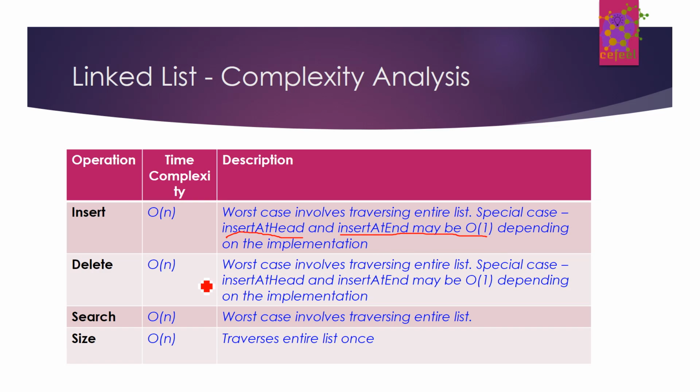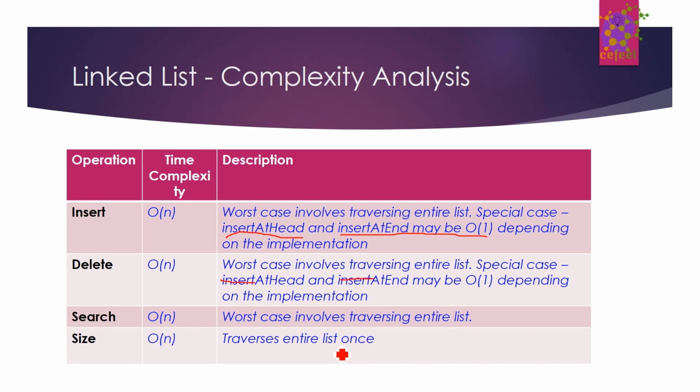Similar thing happens with delete also. If we want to delete, this shouldn't be insert, this should be delete at head and delete at end. Can be order 1 depending on the implementation if we have an additional tail pointer. Now search would be, in the worst case, we need to traverse the entire list, and hence it's order n. And size has to be always order n because we need to traverse through the entire list to get the size.